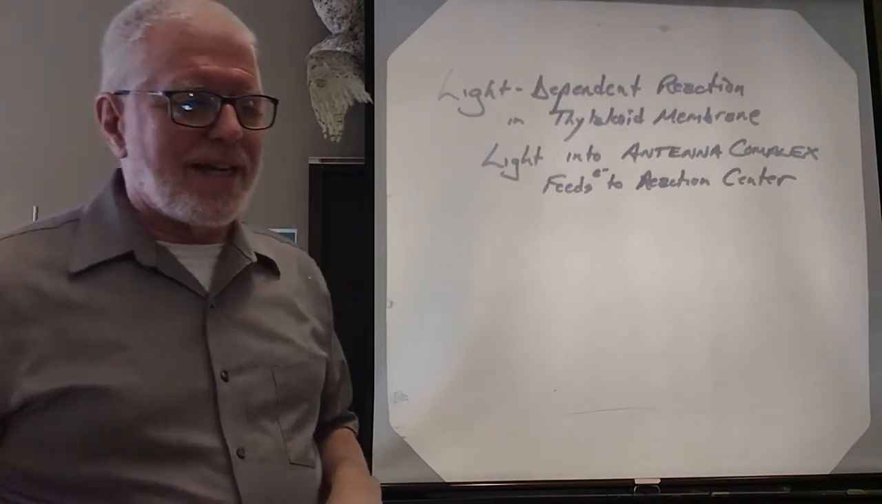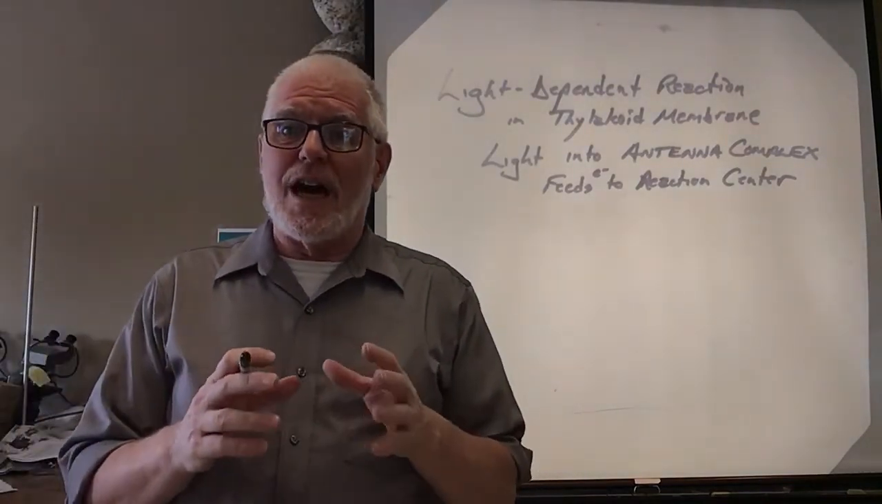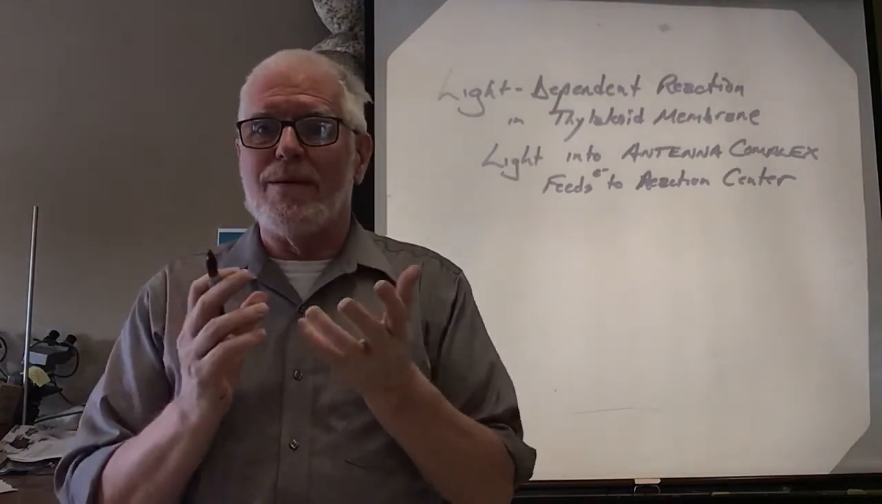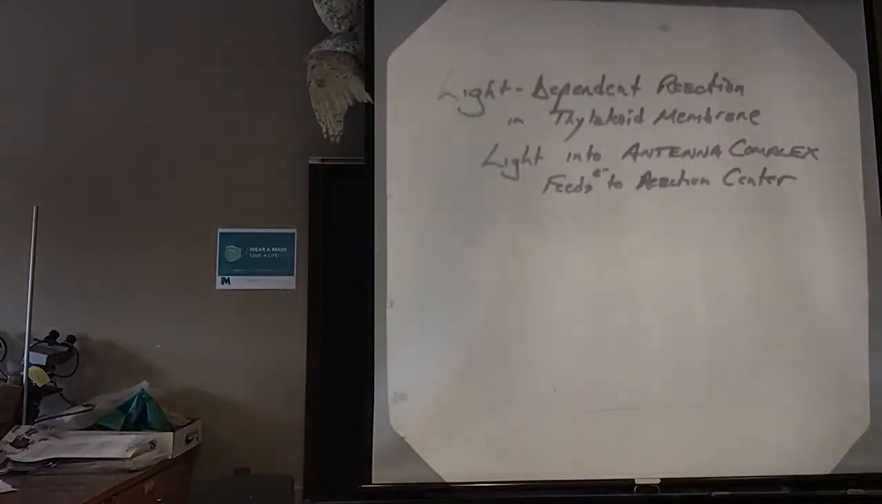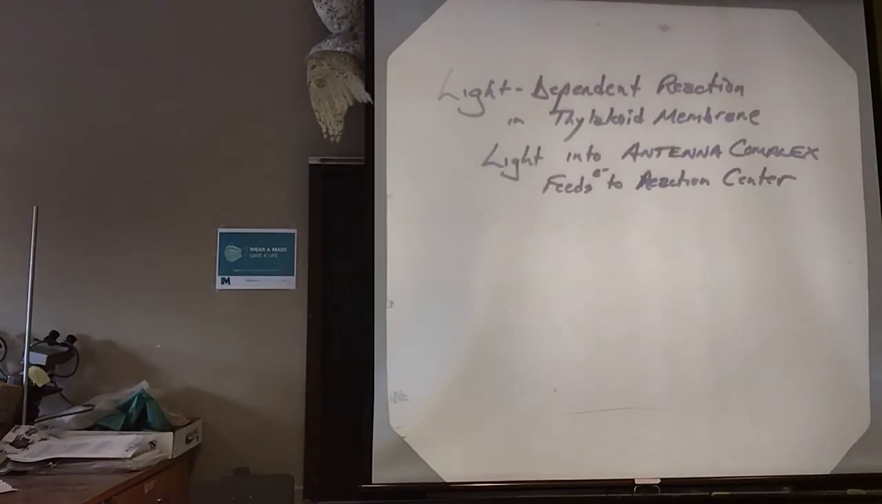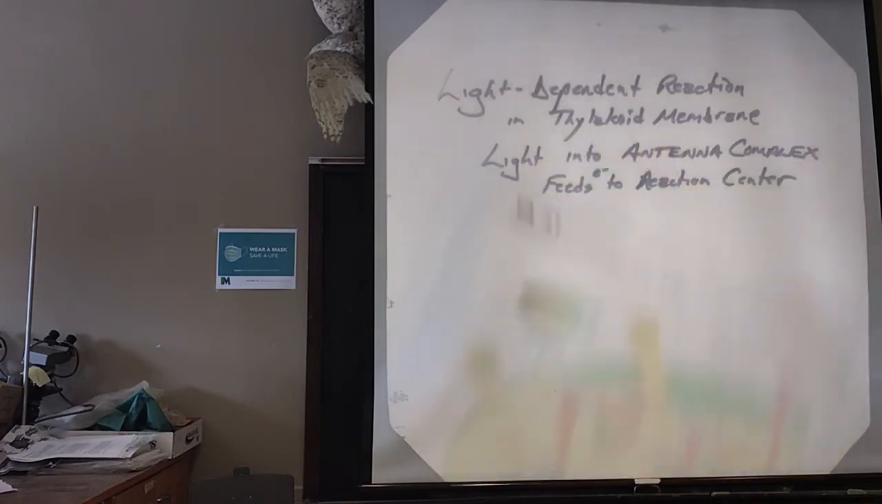So the light comes into the antenna complex. It feeds electrons into the reaction center. The reaction center is just a couple of chlorophylls embedded in a protein matrix. It works a couple of different ways. I'm just going to mention this in passing, that you've got a 680 response and a 700 response. It's a slightly different tuning to different frequencies of light.